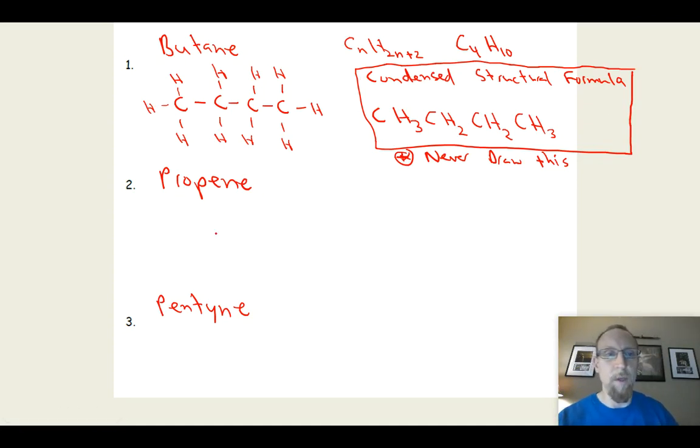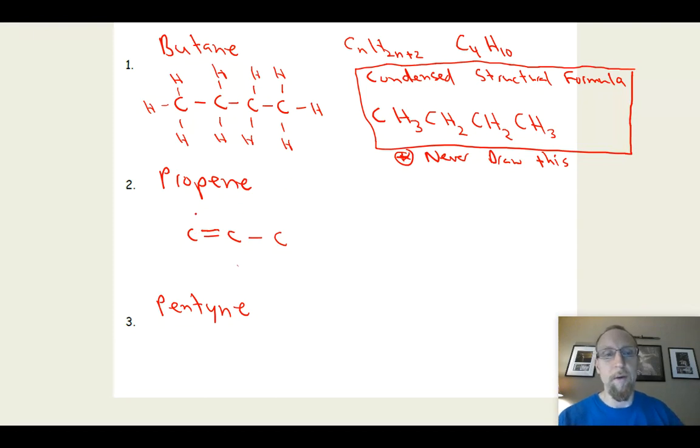All right, so next up, propene. So prop, it's 3 carbons. So we look on table P, 1, 2, 3. And now ene tells me there's a double bond. So where the double bond goes or the triple bond can change, but for now, we're just going to put it between the first 2 carbons. So there it is right there.